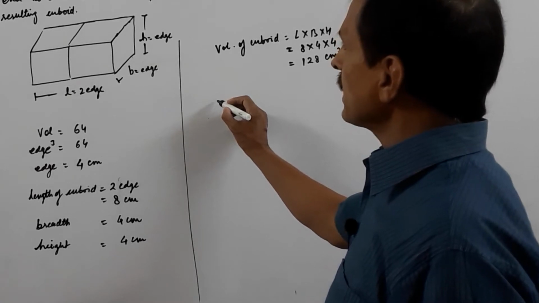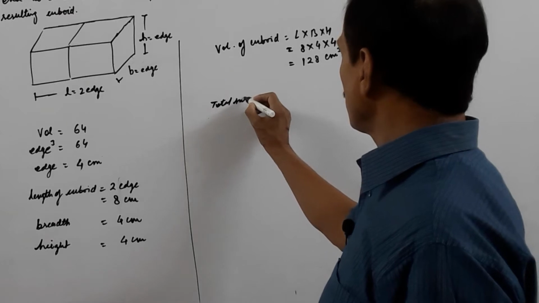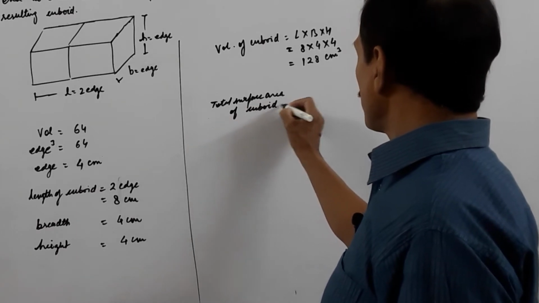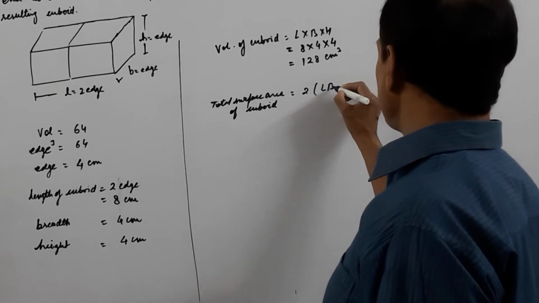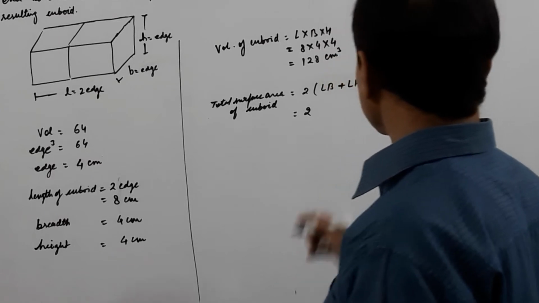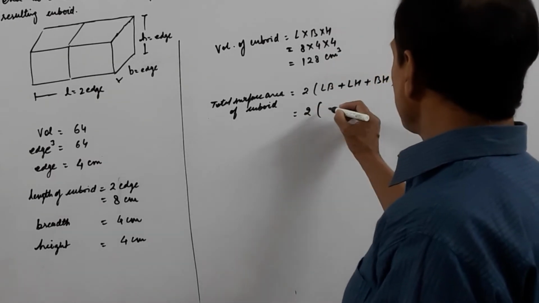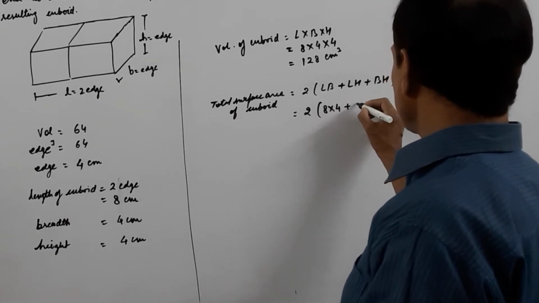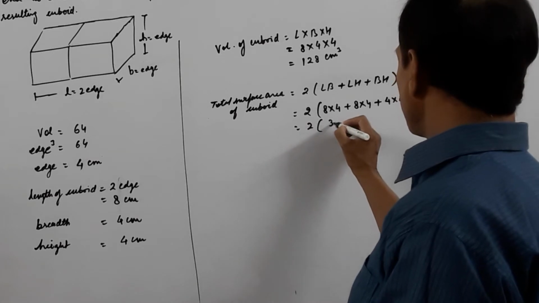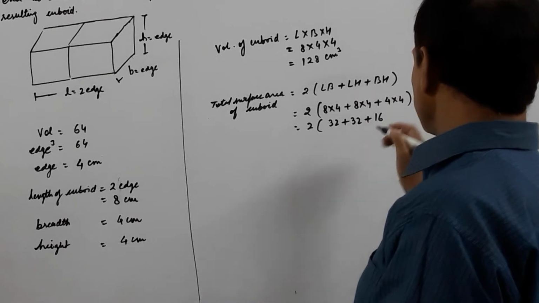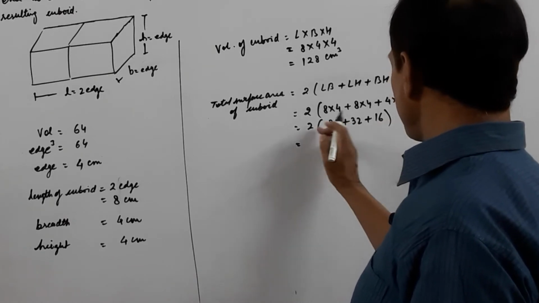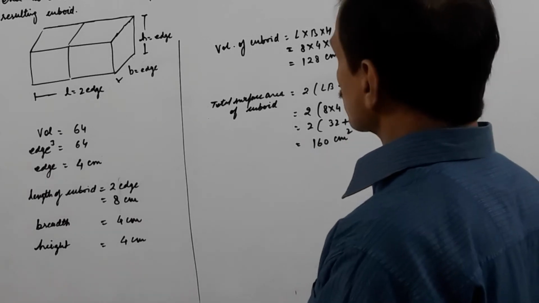Surface area of the cuboid, that is total surface area. Total surface area of cuboid is equal to twice of LB plus LH plus BH, and that is twice of 8 into 4 plus 8 into 4 plus 4 into 4, that is twice of 32 plus 32 plus 16, and that is equal to 160 centimeter square.